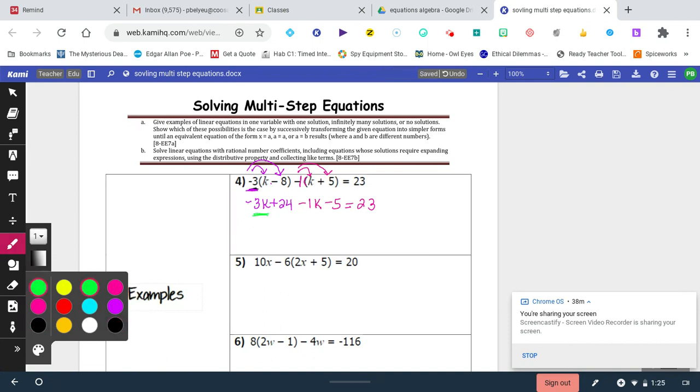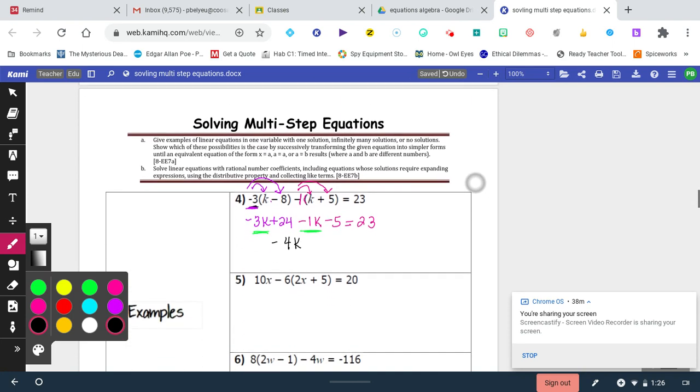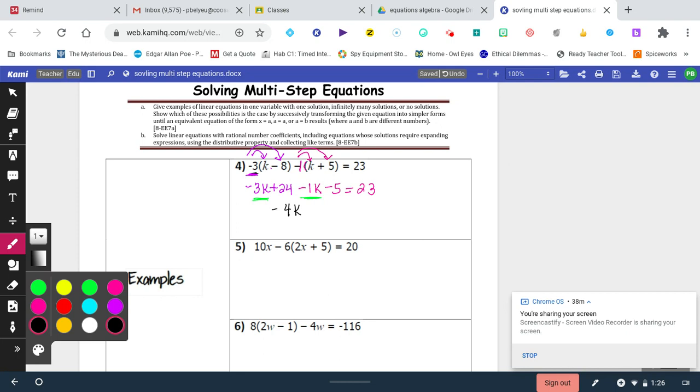So now I'm going to combine like terms. My like terms are -3k and -1k. That's going to give me -4k, because they're the same direction. And then I also have constants, 24 minus 5. We end up with 19. Equals 23. All right, so I'm going to get rid of the 19 that's farther away. These will cancel. I'm going to have to go up here, guys.